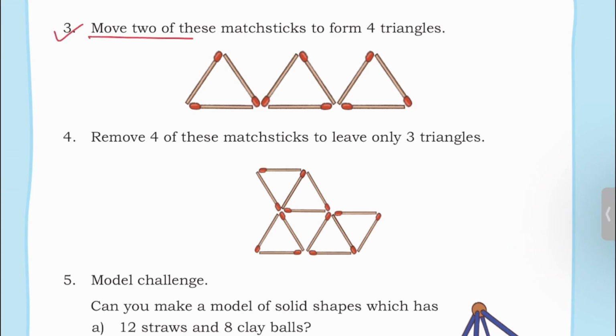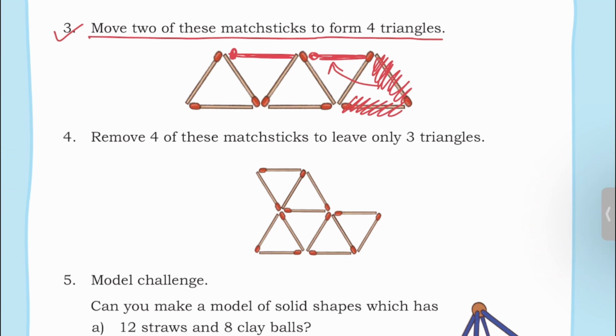Three, move two of these matchsticks to form 4 triangles. You can move these two matchsticks here and here to make 4 triangles. That is 1 triangle, 2 triangle, 3 triangle and 4 triangle.